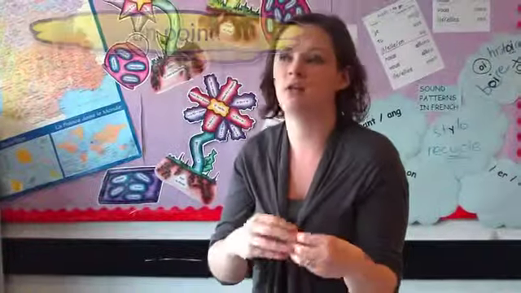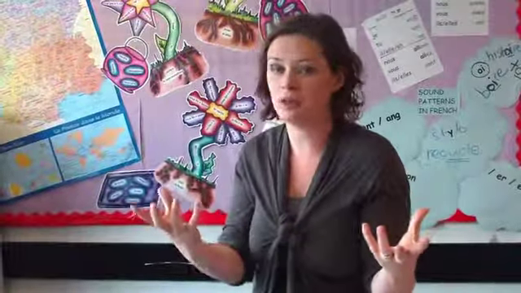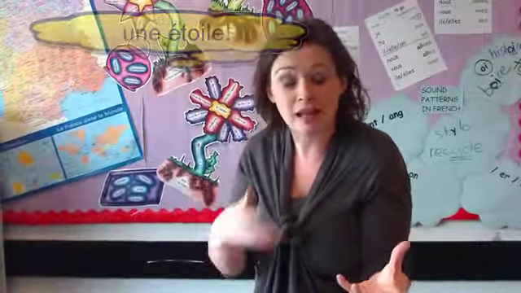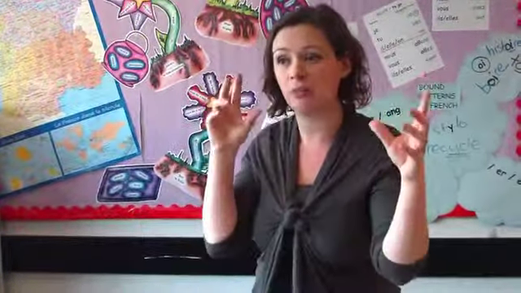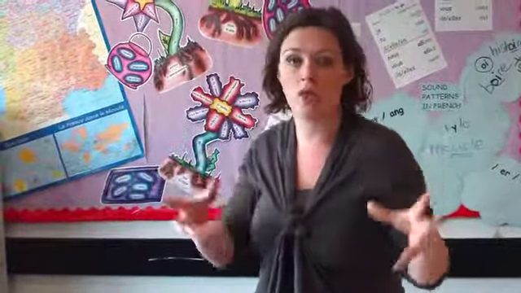If you give greens, they would become un vert. So you can just find the translation: a star, une étoile. And then you can start to use that, and you can easily adapt charts that you have in your classrooms already with the foreign language.